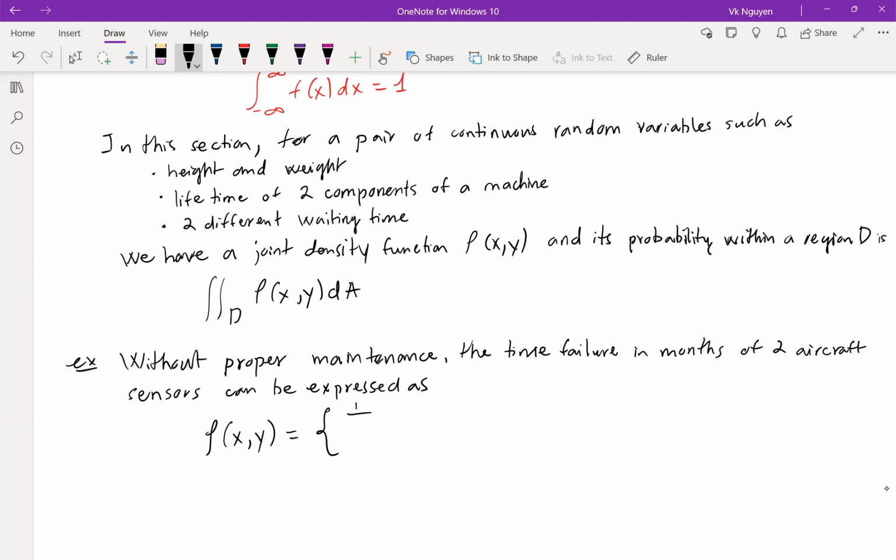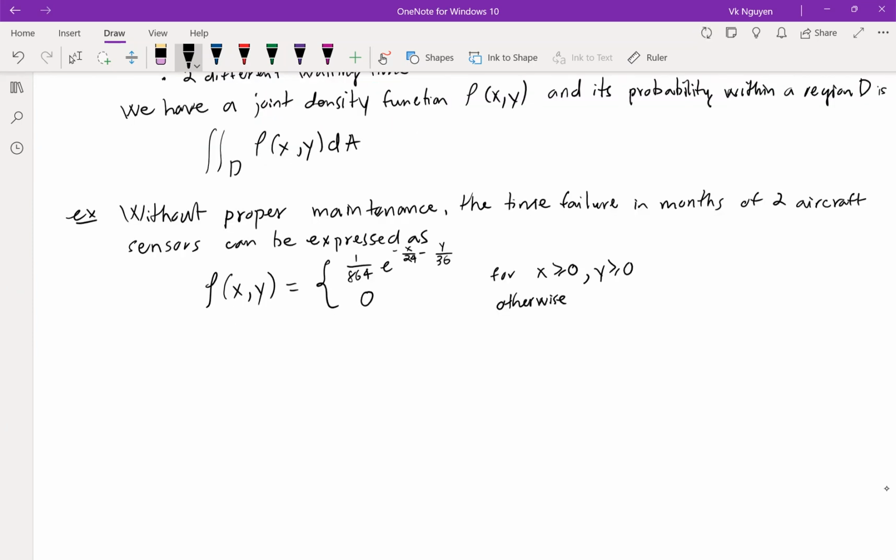Rho xy equals 1 over 864 e to the negative x over 24 minus y over 36 for x more than 0, y more than 0, and it's going to be 0 otherwise. Yeah. Set up the integral to find the probability that neither sensor functions after 2 years.